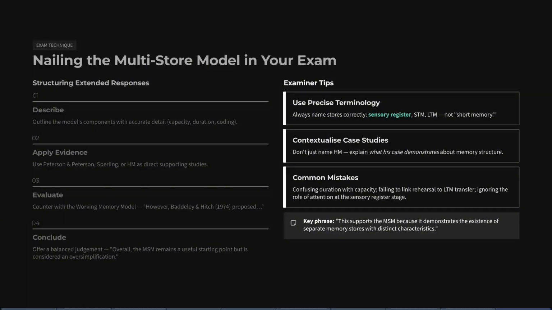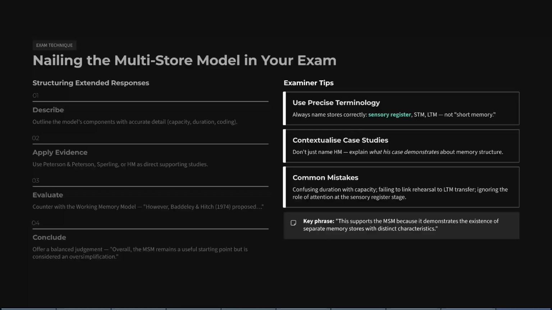2 specific warnings worth flagging. First, terminology precision. Always call it the sensory register, not the sensory store or sensory memory. Always use STM and LTM in full at least once. Put them in brackets and then you can use the abbreviations later. Never write short memory or long memory. Imprecise terminology signals to an examiner that you don't quite know the material.